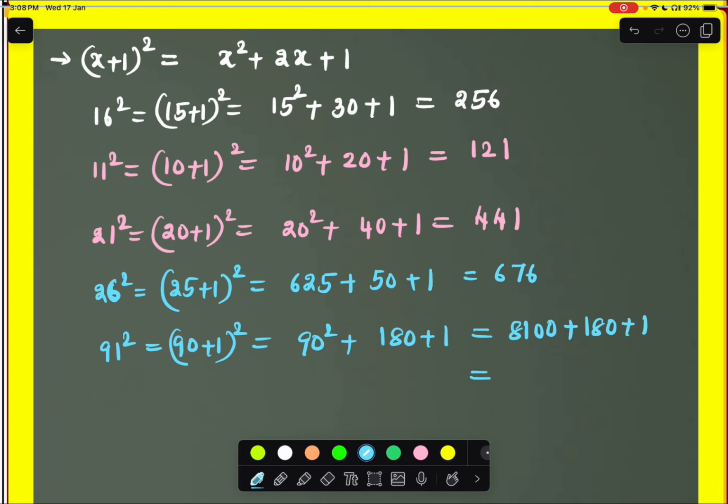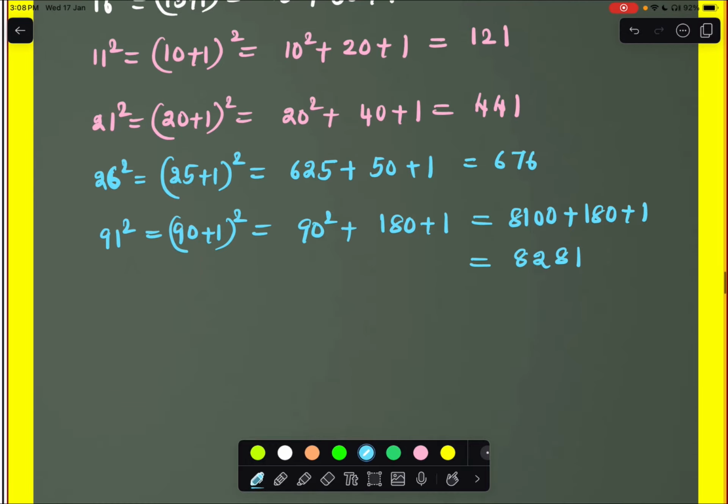So if you add them, 8100 plus 180, we'll get 8280, plus 1, 8281. We can get it. Like this, I want to calculate 96 square. In the same fashion we can try it. So 95 plus 1 whole square.